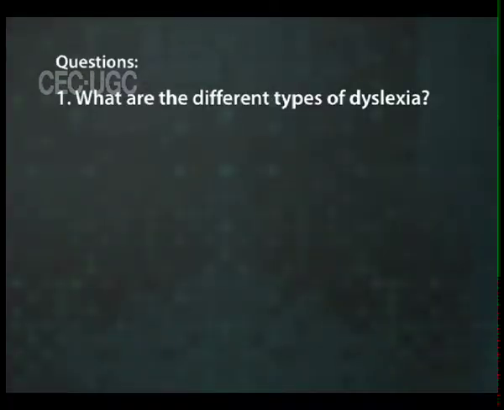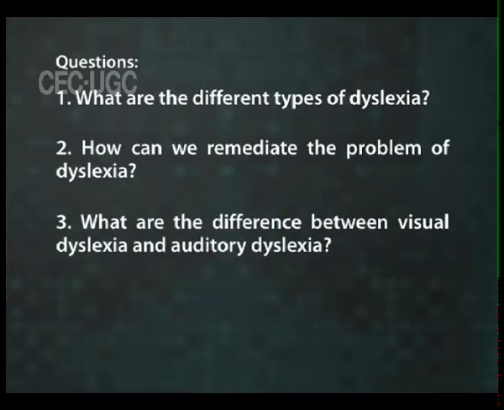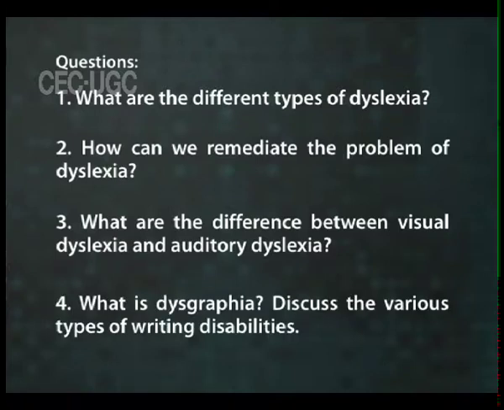Now we can try to answer the questions given here. What are the different types of dyslexia? How can we remediate the problem of dyslexia? What are the differences between visual dyslexia and auditory dyslexia? What is dysgraphia? Discuss the various types of writing disabilities.